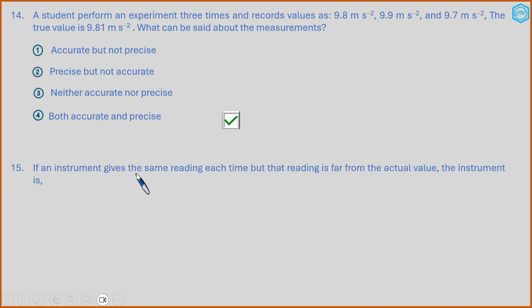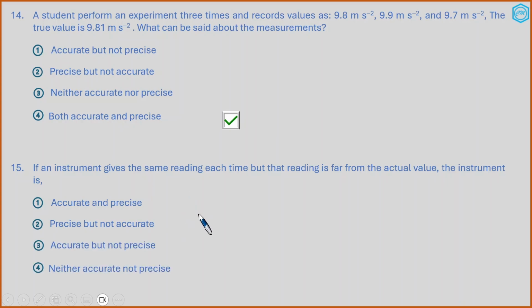Next one, if an instrument gives the same reading each time, but the reading is far from actual value, the instrument is accurate and precise, precise but not accurate, accurate but not precise, neither accurate nor precise. When the instrument gives the same reading each time, that is repeated measurement gives the same reading, but all the readings are far from actual value. So it is precise but not accurate.